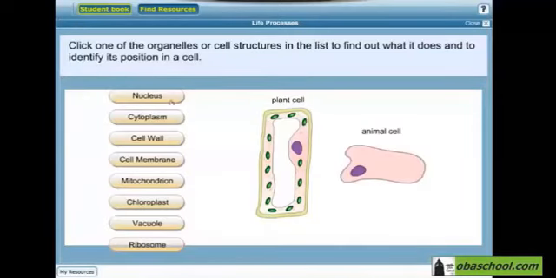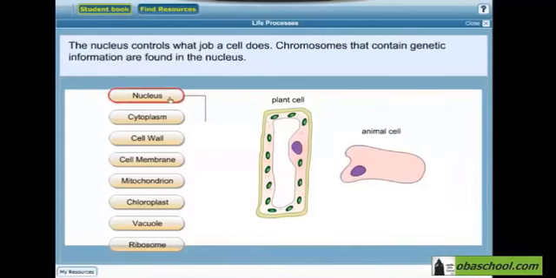If we start with the nucleus, we press on nucleus. It will point to us where the nucleus is in both the plant cell and the animal cell. This is the plant cell. We can recognize it by its rectangular shape. This is the animal cell with its almost round shape. And here we can see the nucleus in both the plant and the animal cell.